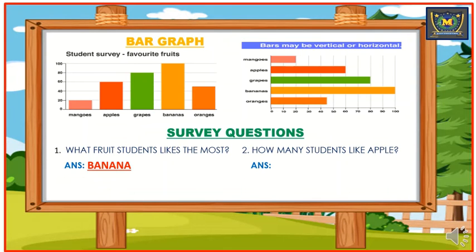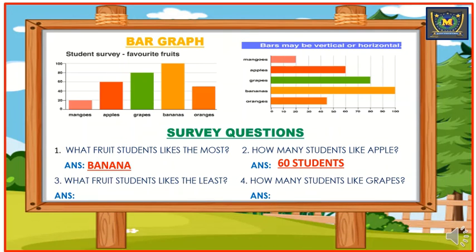Okay, for number 2, how many students like the apple? All you have to do is locate the fruit apple and look at its bar. In here, it stops on 60. So the students who like apple are 60 students. Okay, so let's have the next question.